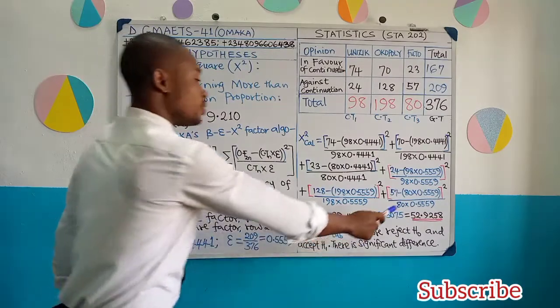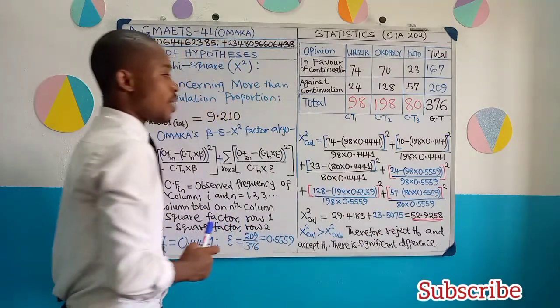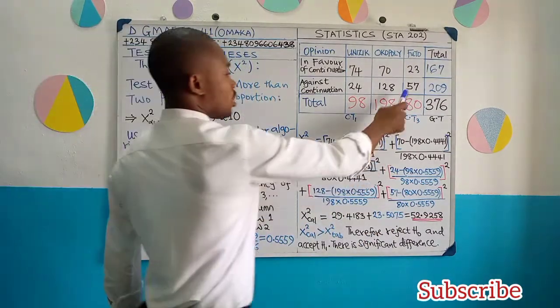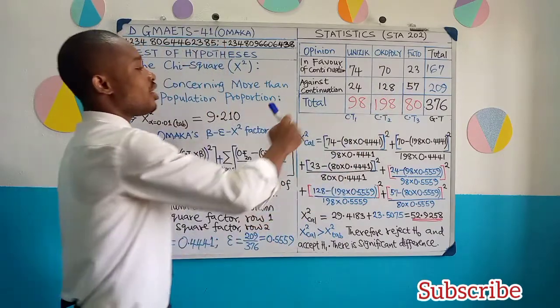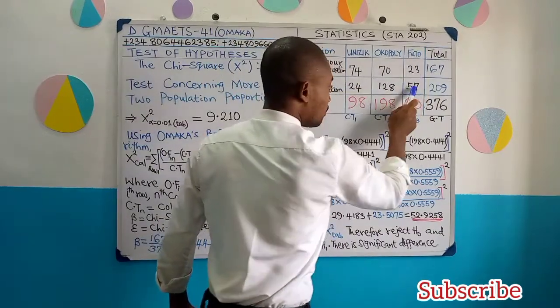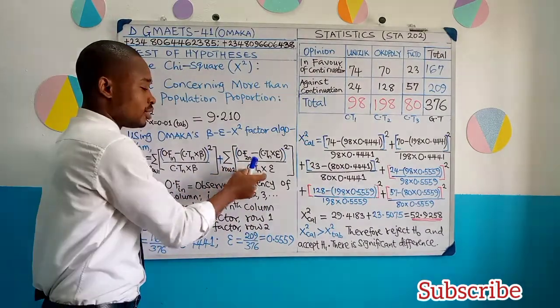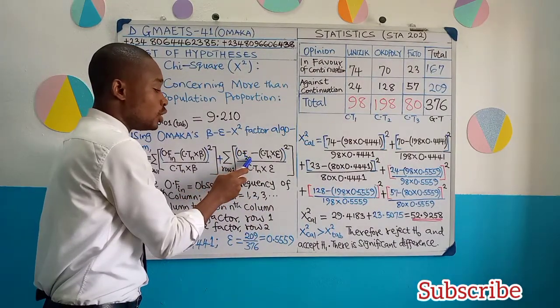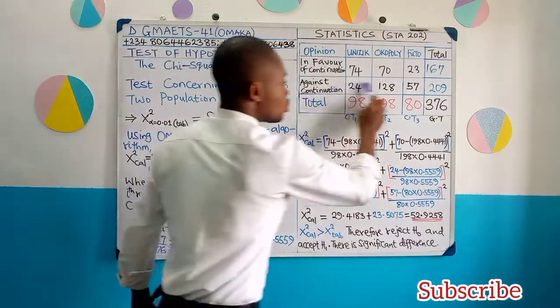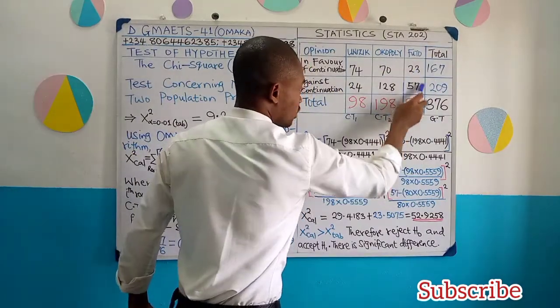Let's go to how we obtain the last value here. Alright, the last value. Of course, that will correspond to this, because the last value is row 2, column 3, the observed frequency there. So you follow this formula again. Observed frequency of row 2, column 3. Row 2, column 3 gave us 57.